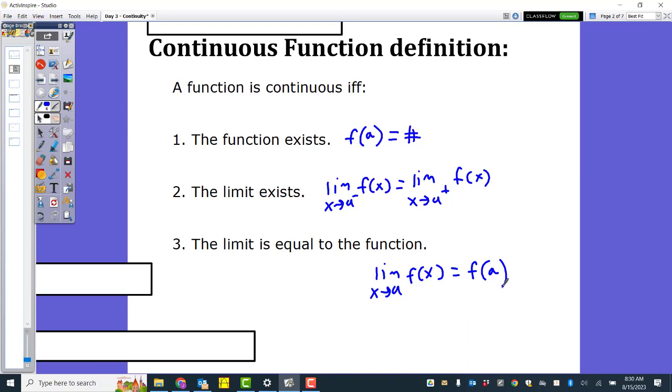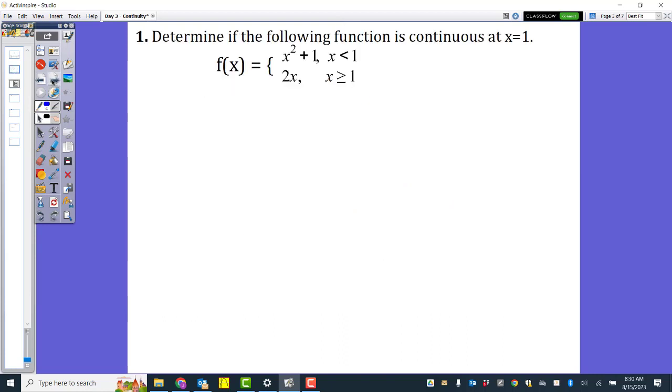Okay? Now, for most continuous functions, this is not going to be an issue. You're just going to plug in the value of a and you'll get the function's value. It should give you everything. All right? So the issue shows when we look at things like this, some piecewise functions. So let's look at this in pieces.